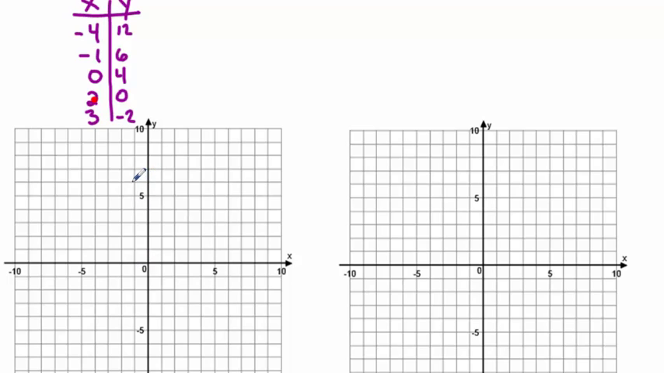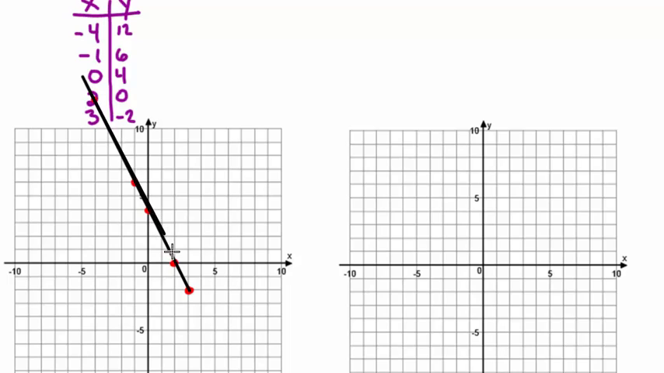-1, 6, 0, 4, 2, 0, and 3, -2. Again, these should be lying exactly on a line. This is an exact linear relationship, not an approximate one, so I should be able to connect them with my line exactly. Looks pretty good.